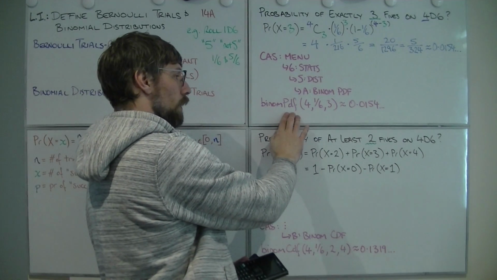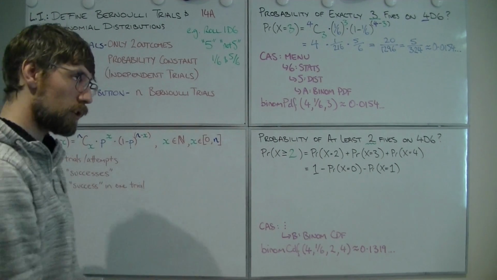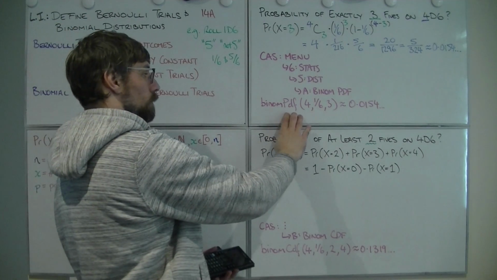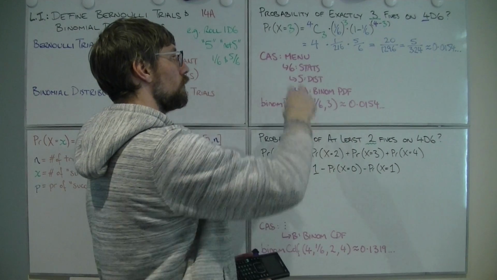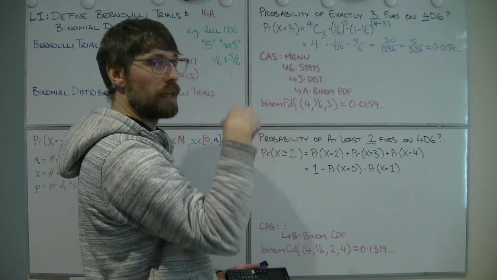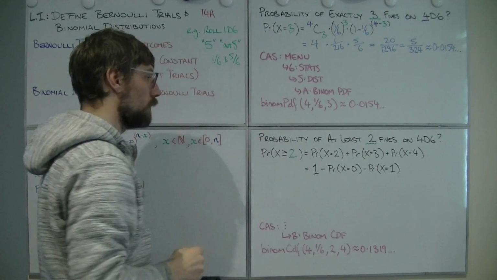So PDF is short for probability distribution function, which means that you're looking for one specific set of outcomes. So in our case, we're looking for 3 successes. So that's what the PDF means.